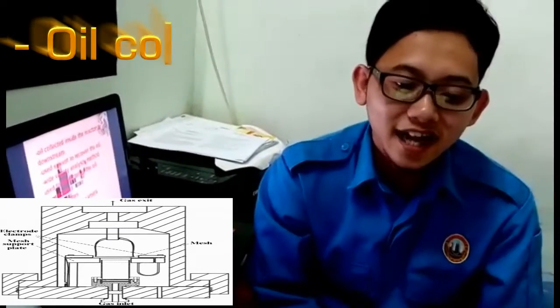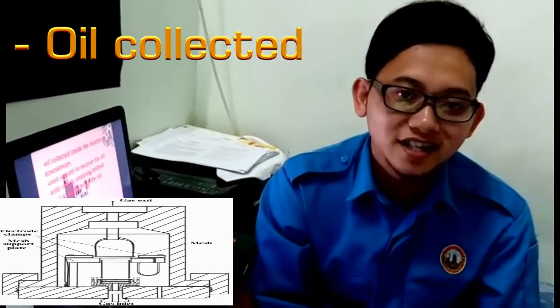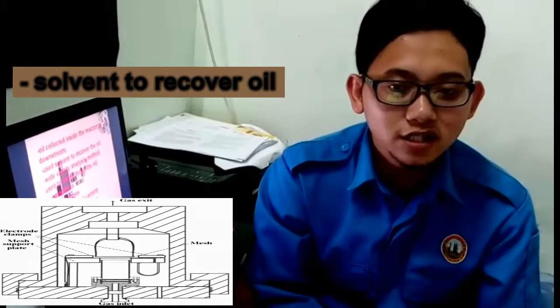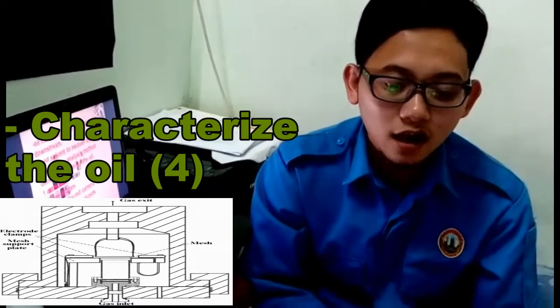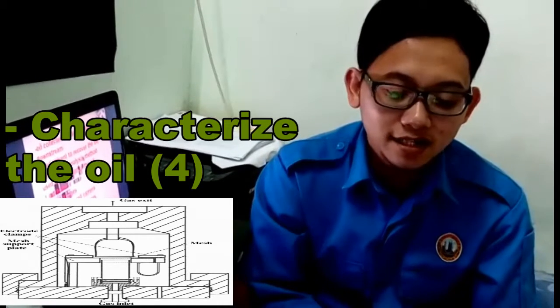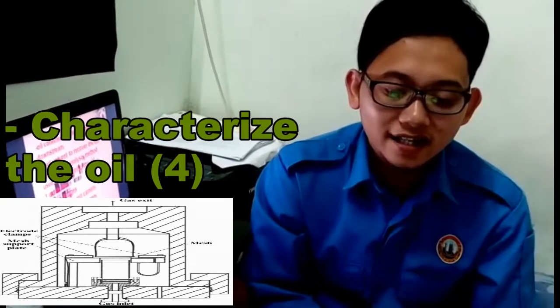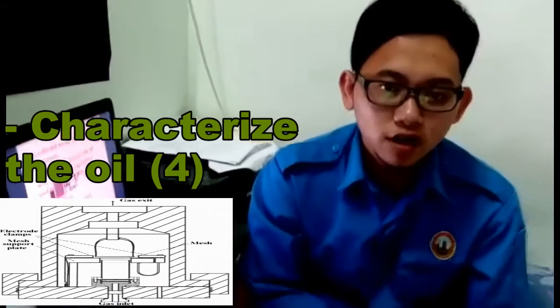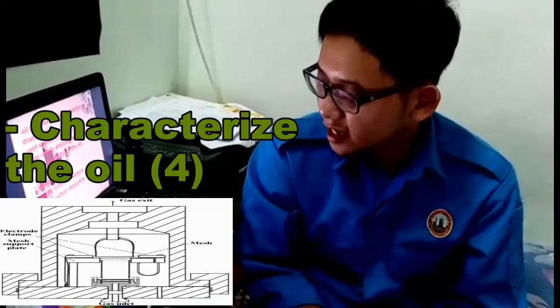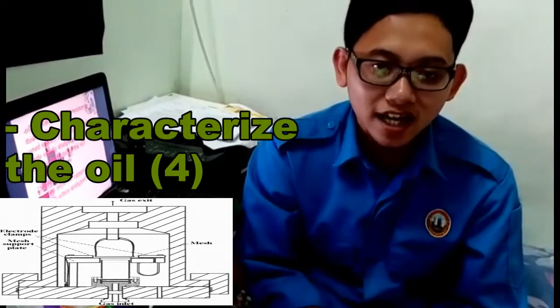The oil is collected inside the reactor or downstream. A solvent is used to recover the oil. A wide variety of analysis methods is used to characterize the oil, such as extraction, video images, online infrared camera, and hydrocarbon analyzers.